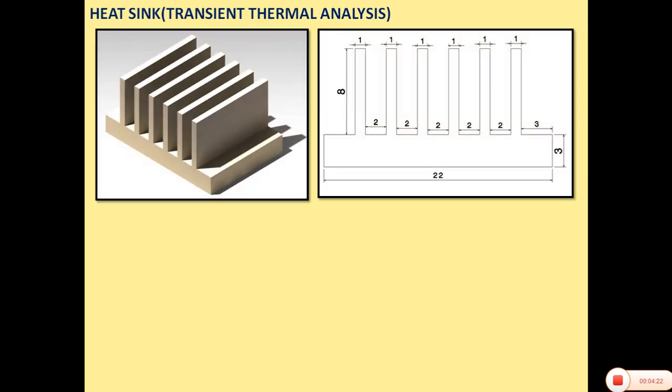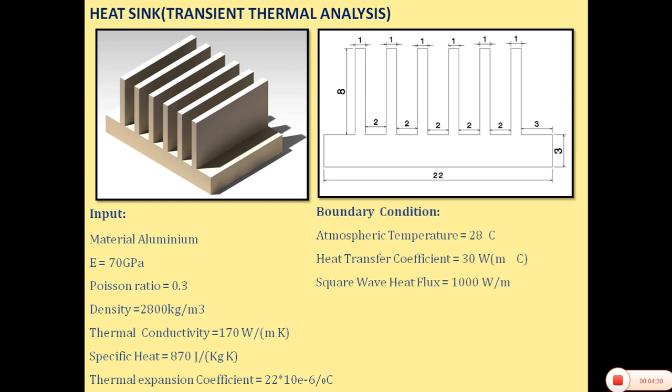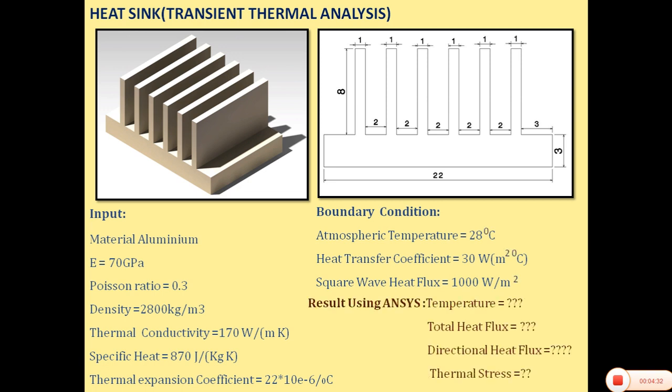We have the same example with us, and the input data is the same as in tutorial number 34, and only one thing changes here, that is the boundary condition. Now a square wave heat flux of 1000 watt per meter square is acting on this heat sink at its bottom. What a square wave heat flux is, we will see while doing it in ANSYS. Using ANSYS we have to find out the temperature, total heat flux, directional heat flux, as well as the thermal stresses.